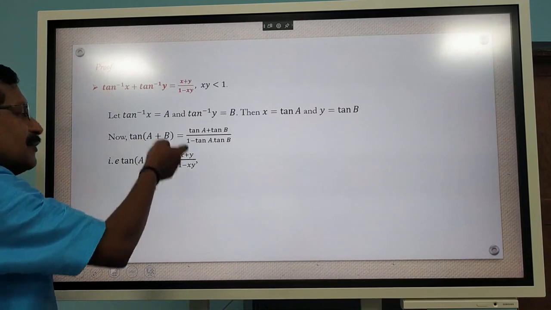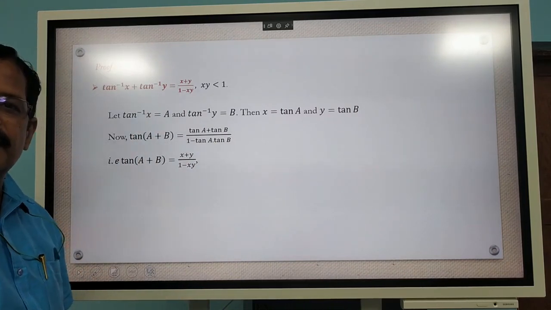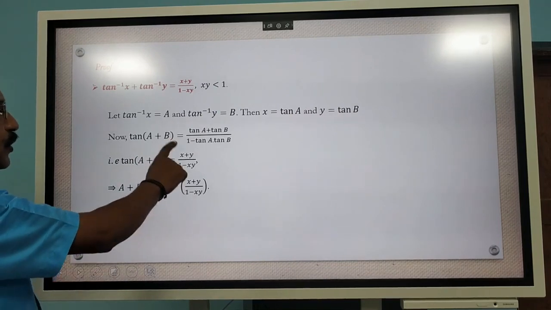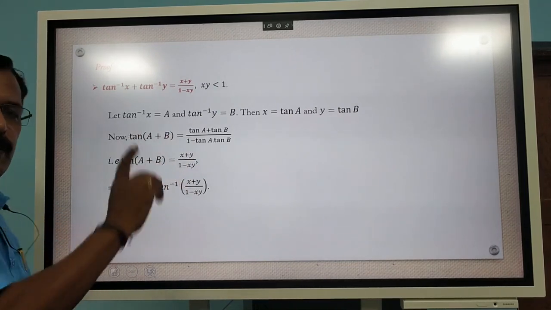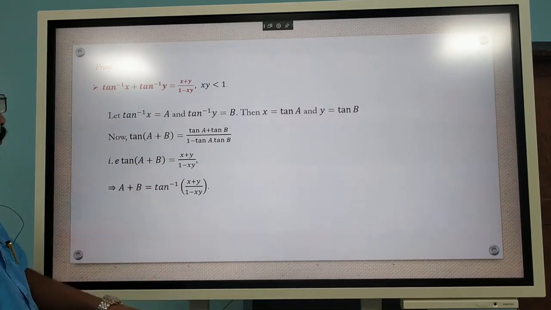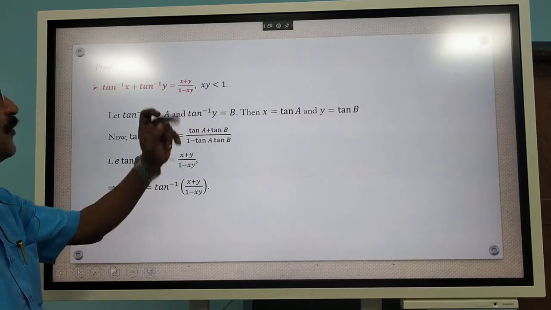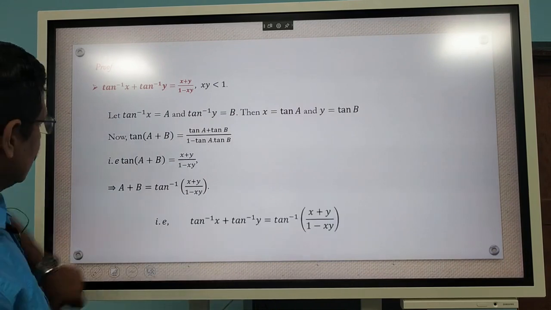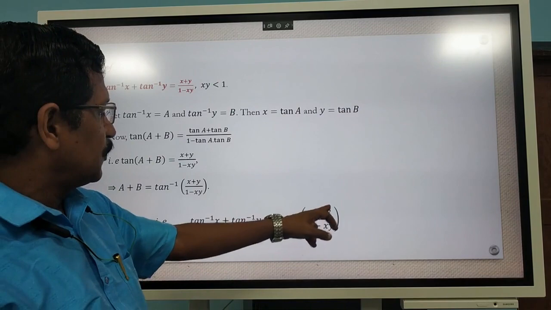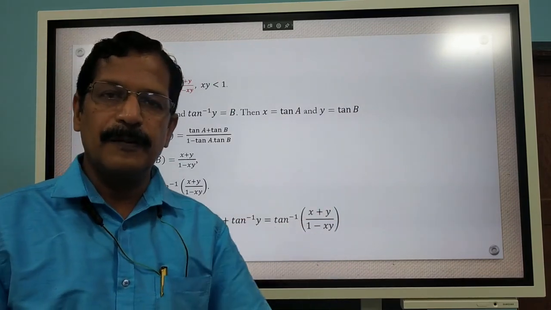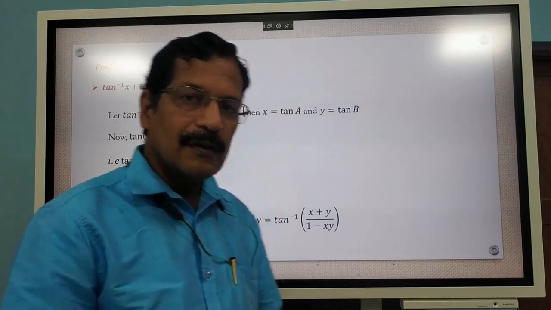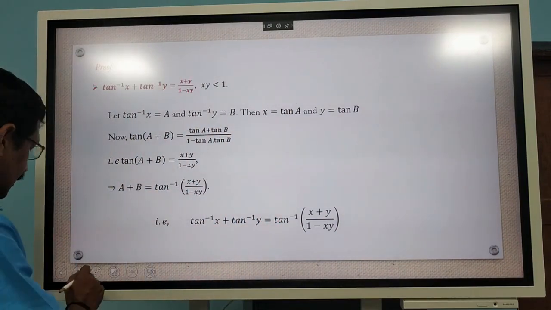Let us bring the tan to the right hand side. So you will get a plus b is equal to tan inverse of x plus y divided by 1 minus xy. But what is a? A is tan inverse of x. What is b? B is tan inverse of y. So we have proved the result: tan inverse x plus tan inverse y is equal to tan inverse of x plus y divided by 1 minus xy. Dear children, for the next result, it is very simple.